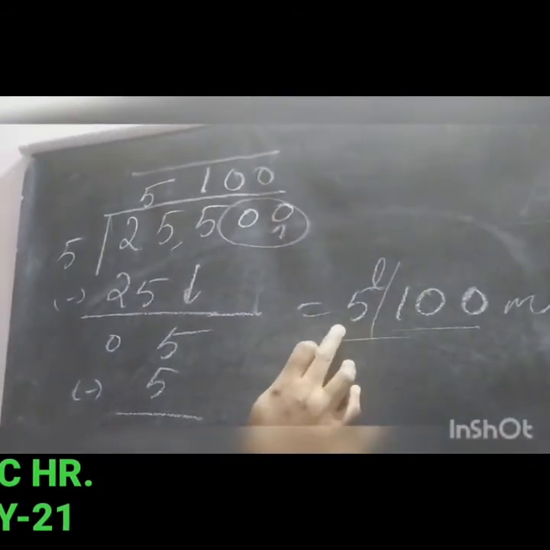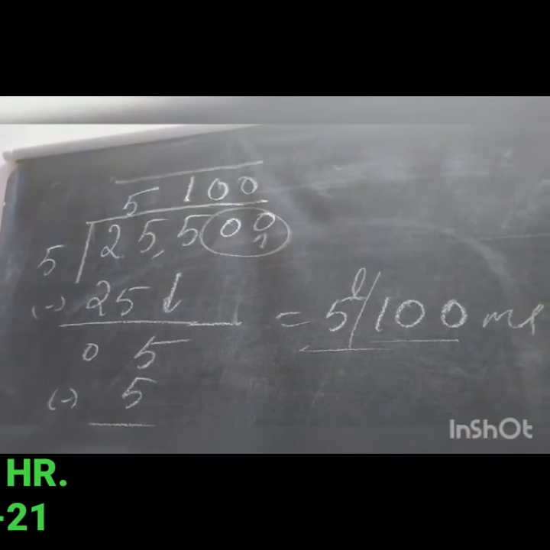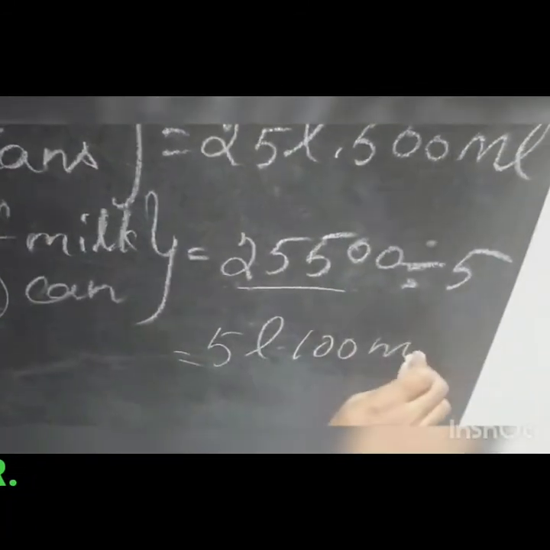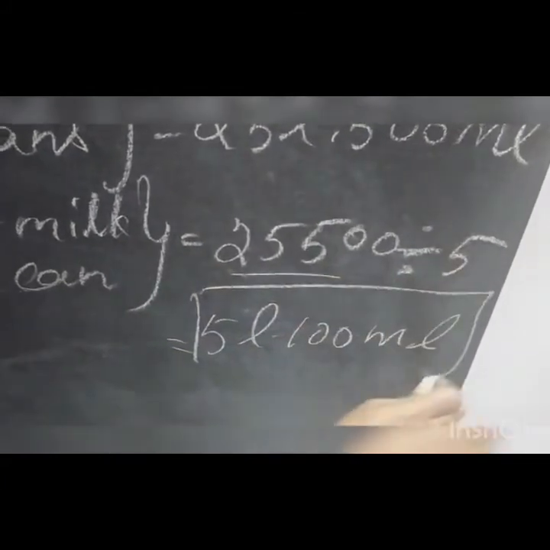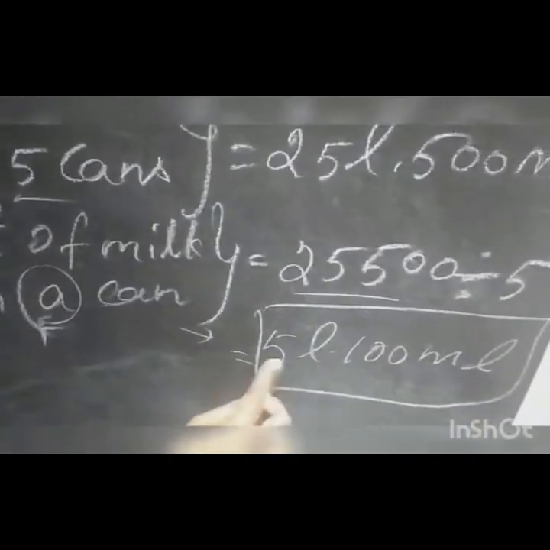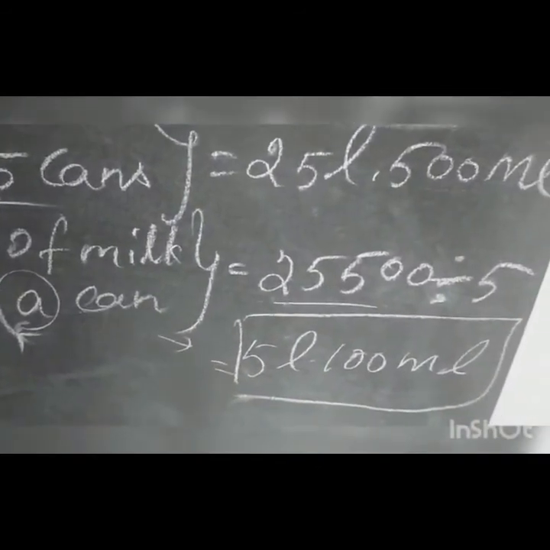Your answer is 5 liter and 100 milliliter. This is the amount of milk in 1 can. Final answer: 5 liter 100 milliliter. Is it clear?